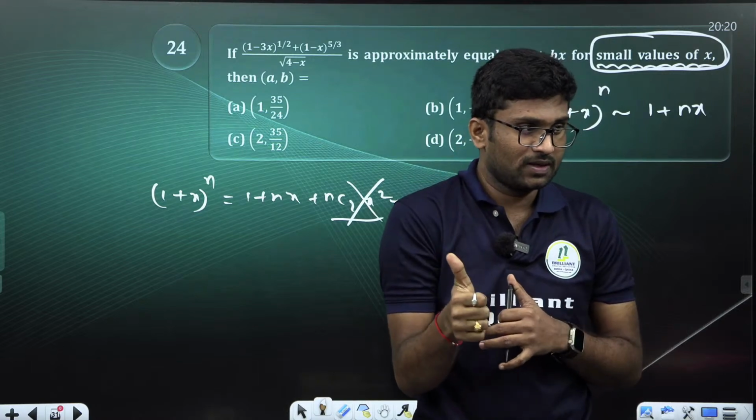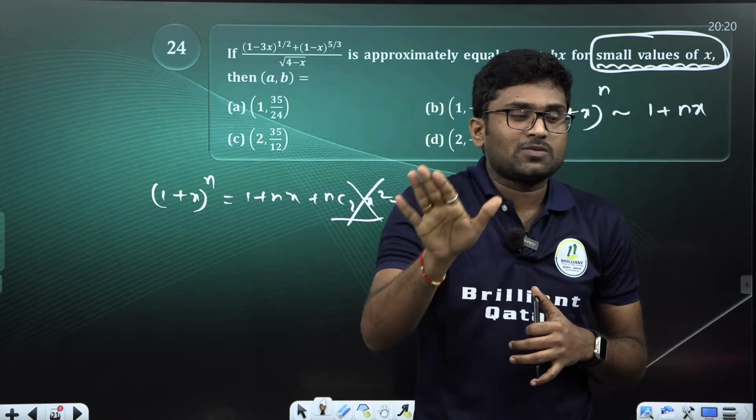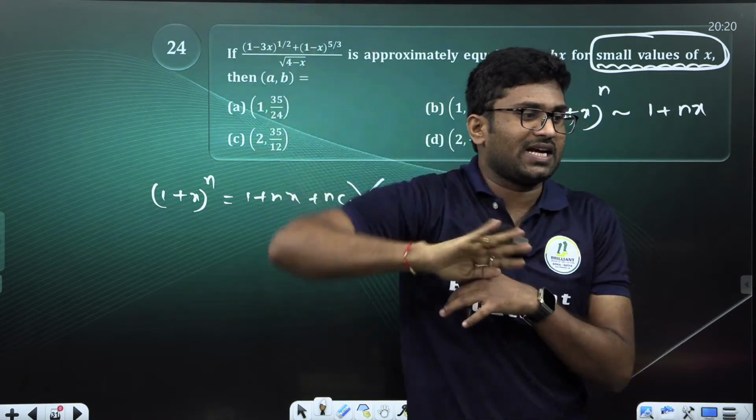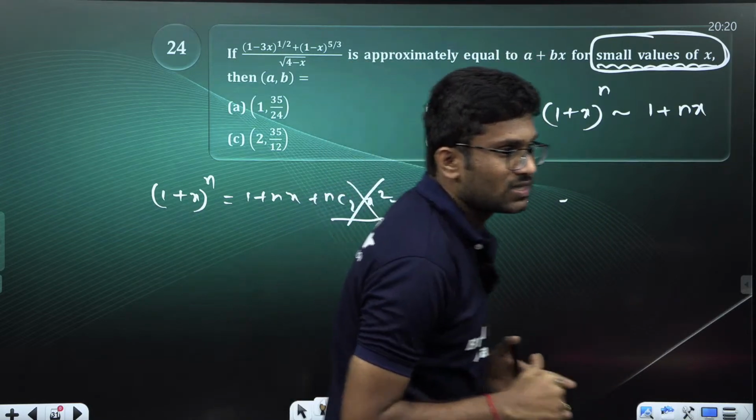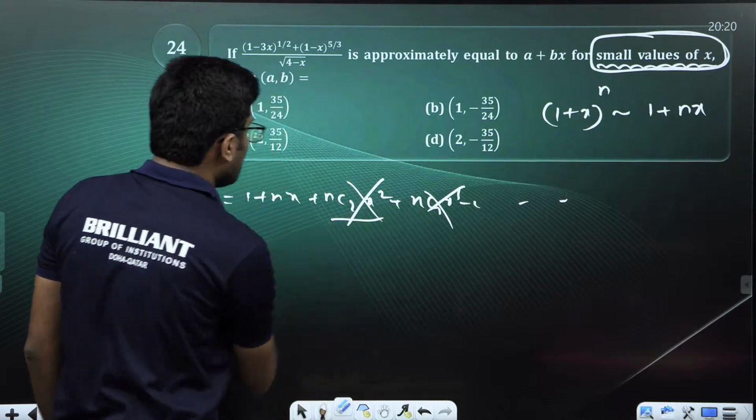Have you understood this? When x is very small, higher powers of x are neglected. That's it. This is the logic here. Now you see what happens.